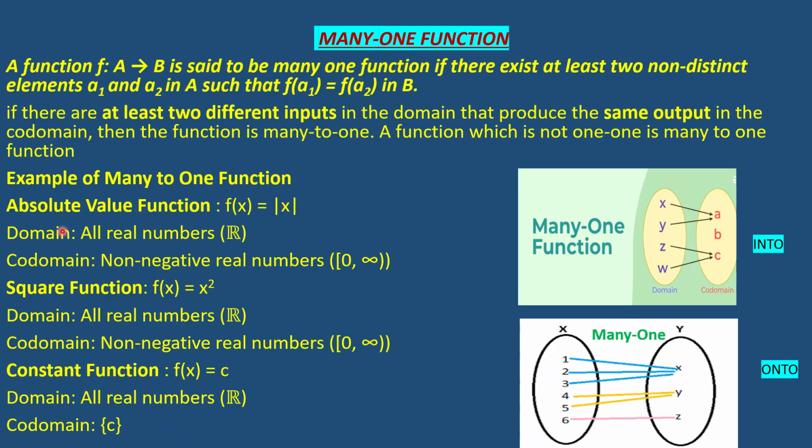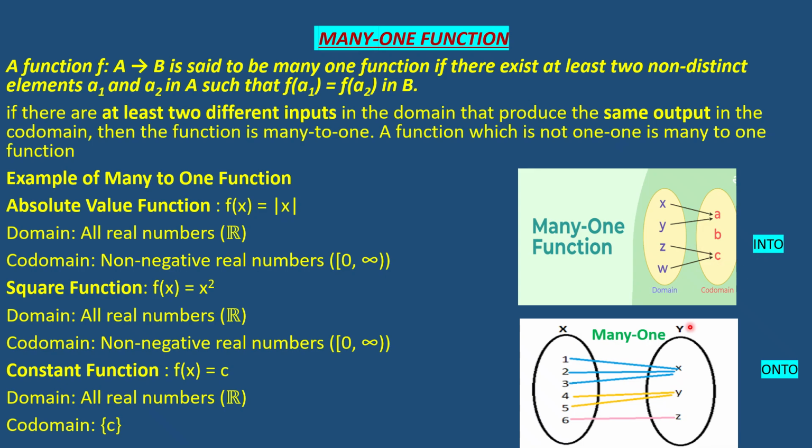This is your absolute value function, that is the modulus function. Here the domain will be all real numbers and the codomain will be non-negative real numbers. Means negative and positive always give you non-negative real numbers. This is a many-one function type example in which x and y have the same image A, z and w have the same image C, and B is left without any pre-image. So this is a type of inverse.